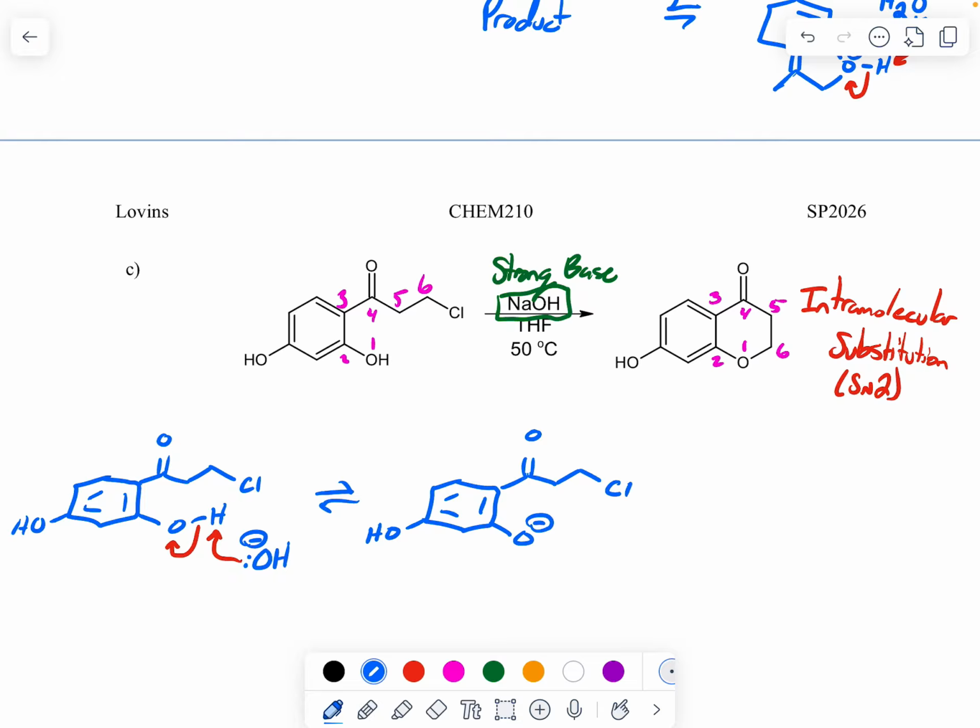Since it's a strong nucleophile, that means it can come in, do a backside attack, and kick out the chlorine. This, of course, will generate our product, because that is the exact cyclization that we were going for. So whenever we're doing intramolecular SN2 reactions, typically it is a deprotonation followed by the backside attack and kicking out of a leaving group.